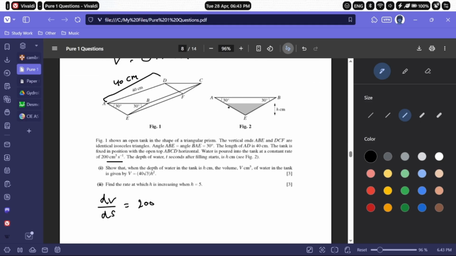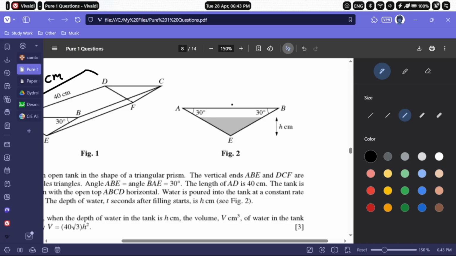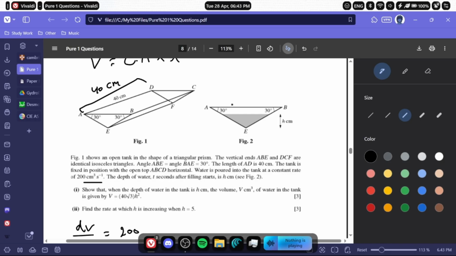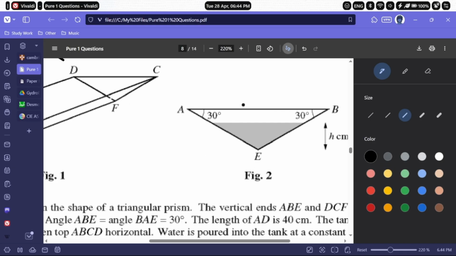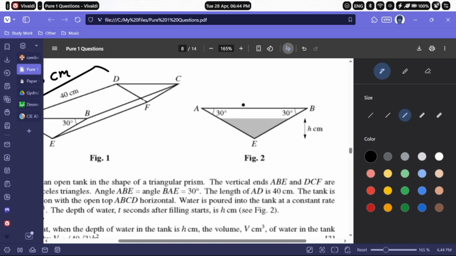Anyway, moving on, we really need to speed up. So when the depth of water in the tank, h is basically your depth, okay? It's the same thing for volume. Your h is this vertical line, and it's going to increase with time. Now, like we already found out, the third angle in this triangle would be 60 degrees. So if you separate them into two equal triangles, this over here would be 60 degrees.